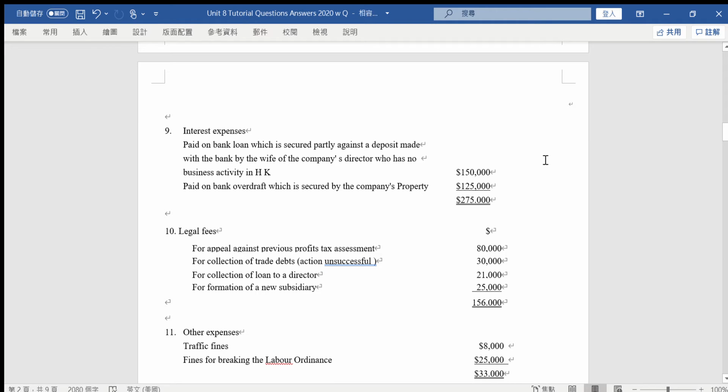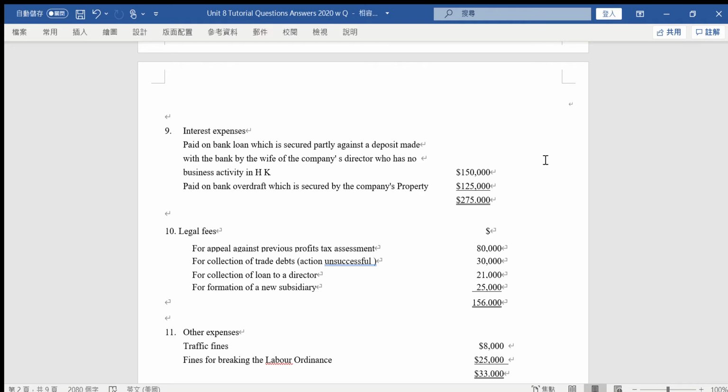Now, interest expenses is more complicated, usually related to the concerning requirement, the basic deduction section, the specific six conditions sections, and then the free extended section. Okay, the secured loan test and interest fallback test, all those things you should discuss. Now look at these interest expenses, and there are two. Interest paid on the bank loan, which is secured partly against a deposit made with the bank by the wife of the company director who has no business activity in Hong Kong.